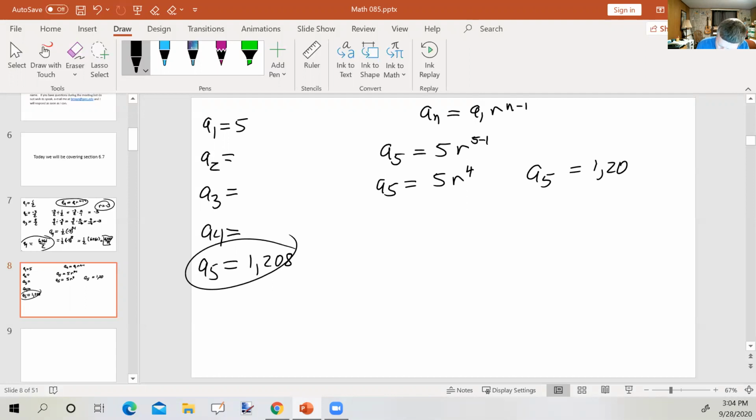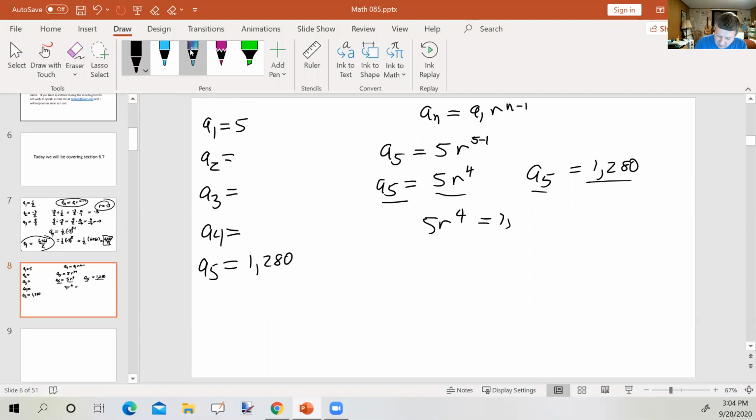1280. I wrote that incorrectly. Sorry about that. Let me go back and fix that. It's 1280. Okay, that doesn't change anything. We hadn't gotten there yet. Yes, that's correct. Now, since a sub 5 equals that and a sub 5 equals that, we can say 5r to the fourth equals 1280.